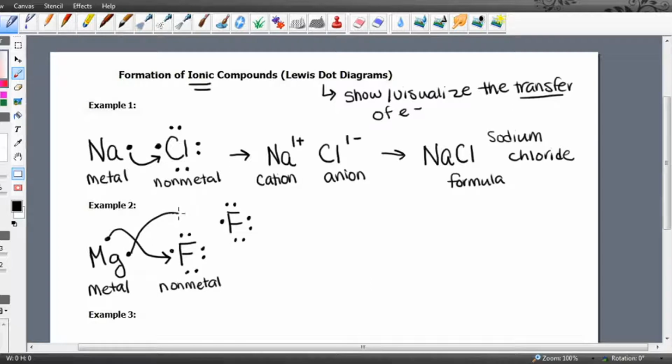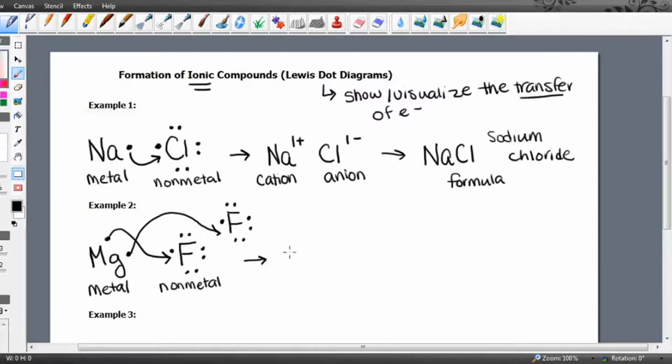This electron can now be donated to that fluorine atom. And now do you see how everybody's satisfied? The magnesium got rid of both of its valence electrons to make a magnesium 2+ charge. And now I have 2 fluorines that have each gained one of those valence electrons.